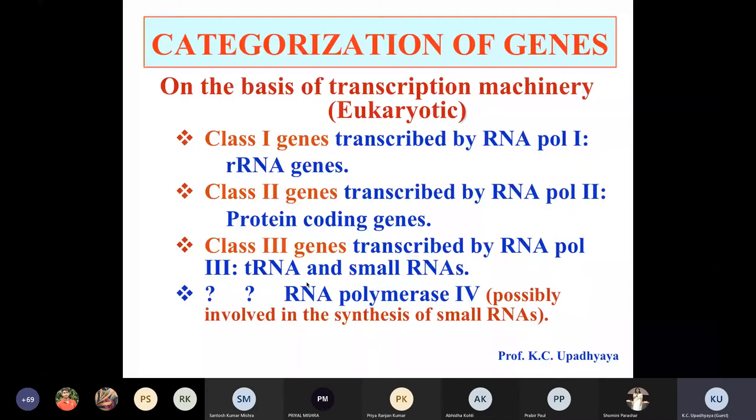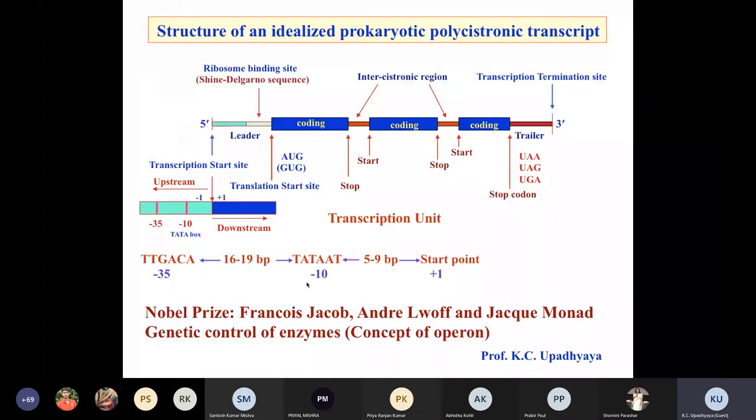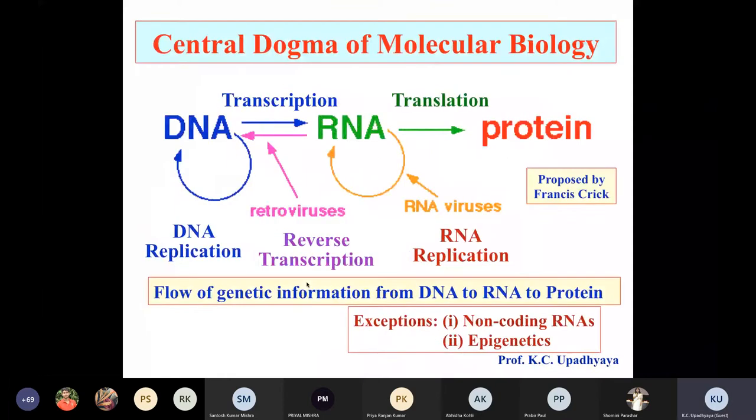I missed something. In the central dogma, I missed two things there. One was the exceptions that have been mentioned. Let's go back a little. I should have explained that. There are two exceptions: non-coding RNAs and epigenetic mechanisms. Non-coding RNA, we will come back to that, as the entire field has evolved.